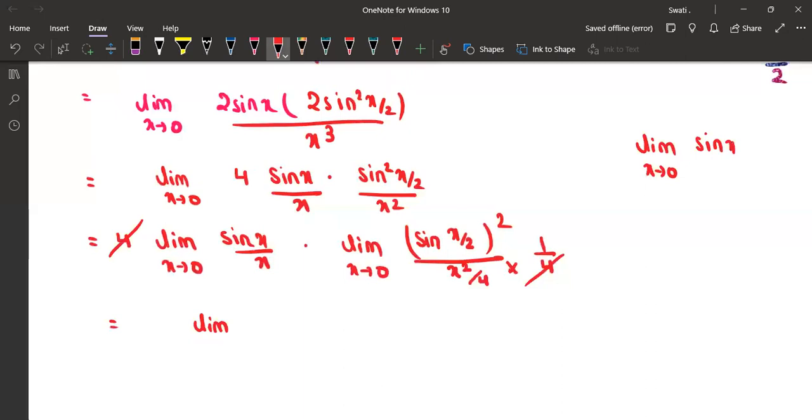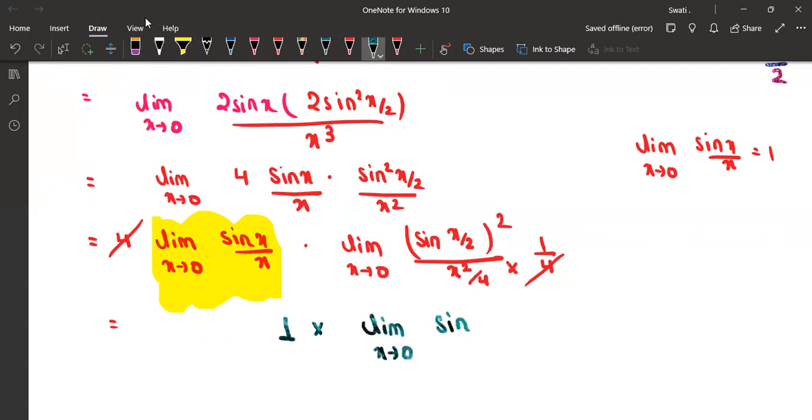Sin x upon x is actually 1. So using this formula, this entire thing will be 1 only. So this is 1 times, and this we can first rewrite as limit x tends to 0.